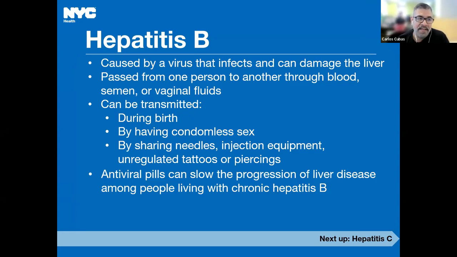Antiviral pills can slow the progression of liver disease among people living with chronic hepatitis B. When we say chronic hepatitis B, that is somebody who has the virus for hepatitis B for life. So that's something very important to know. If you do get hepatitis B, there are medications to treat it, and there are also medications to treat people living with chronic hepatitis B. So it's very important to understand the difference.